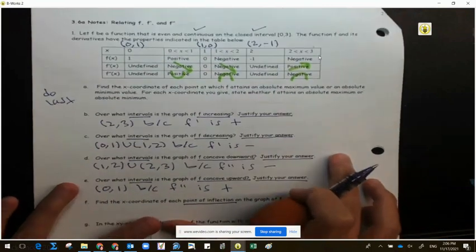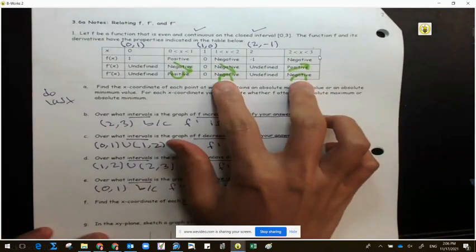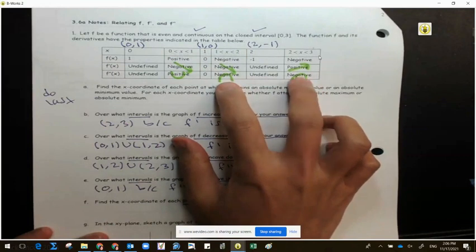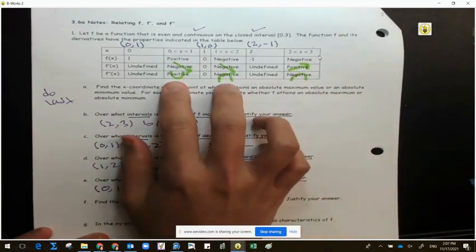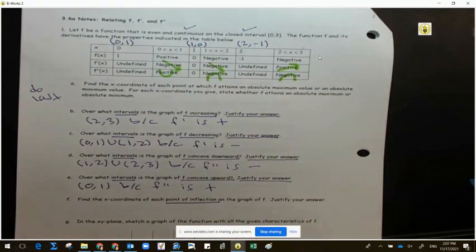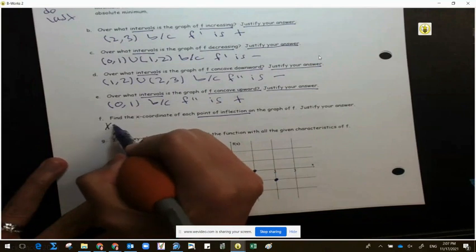So looking at this, is there a point of inflection if I have concave down and concave down? No, that's not changing. But look at these two. Do I have a point of inflection here? Yes. At what number? 1. At 1. So let's write x equals 1.